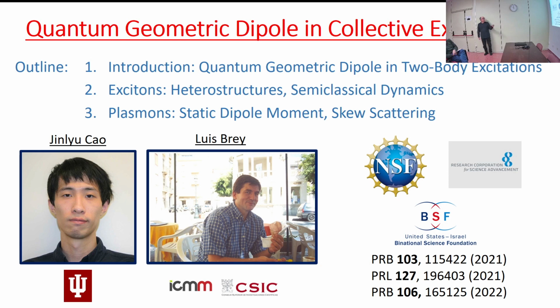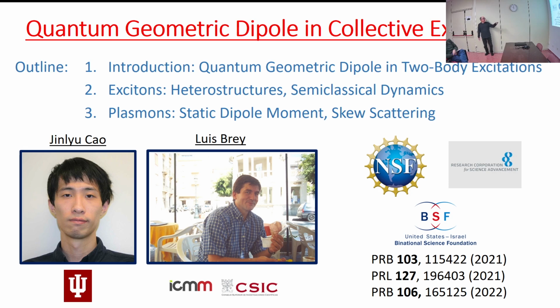A concept that we came across as we were figuring this out is one that we've given a name. We call it quantum geometric dipole. In particular, it's relevant to collective modes of these systems that can be described by two-body excitations. I'm going to go over this in some detail, and I'm going to try to be clear about what we've actually done.